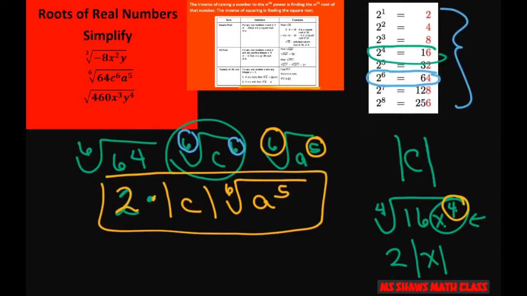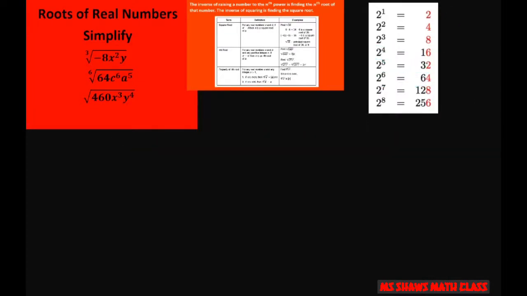Now the last one, we're going to have to break this down. So I'm trying to pick perfect squares that will divide that. So I take 460 and divide that up. You can use the calculator to help you out. That's going to be 4 times 115.